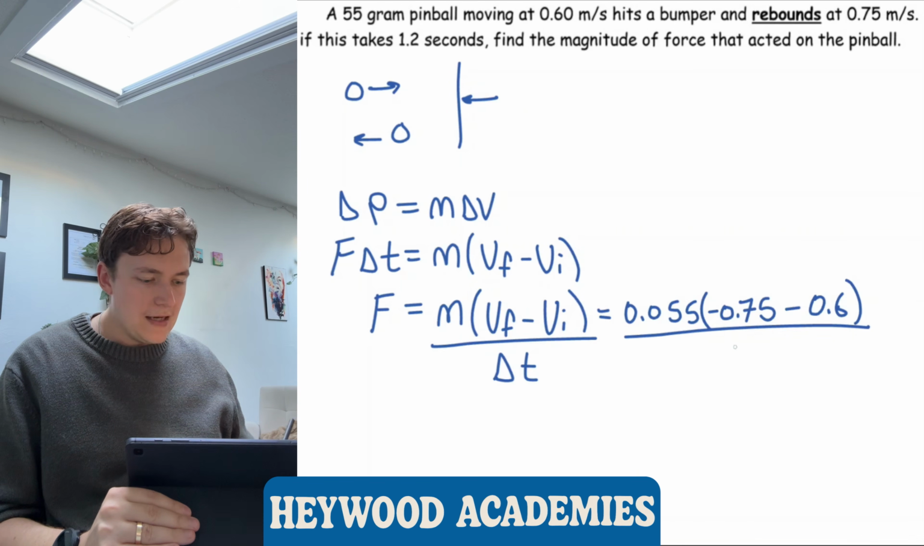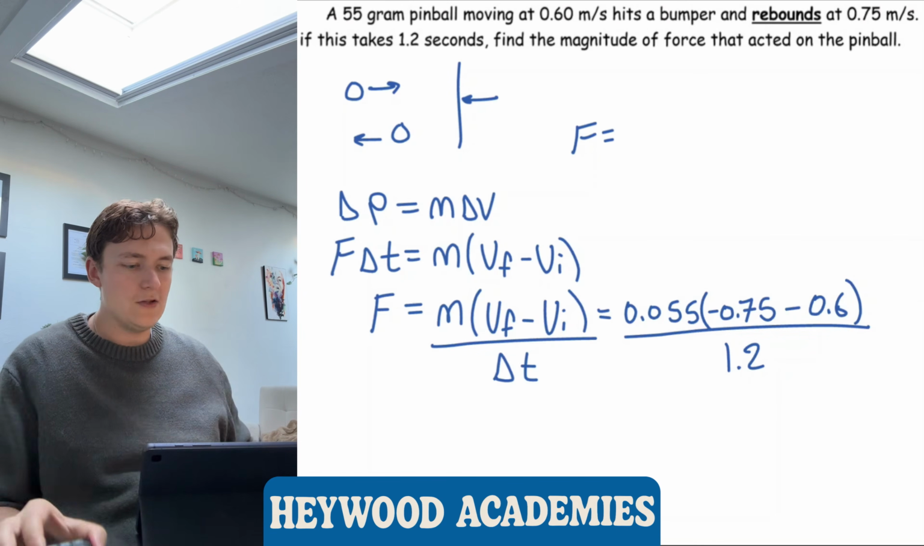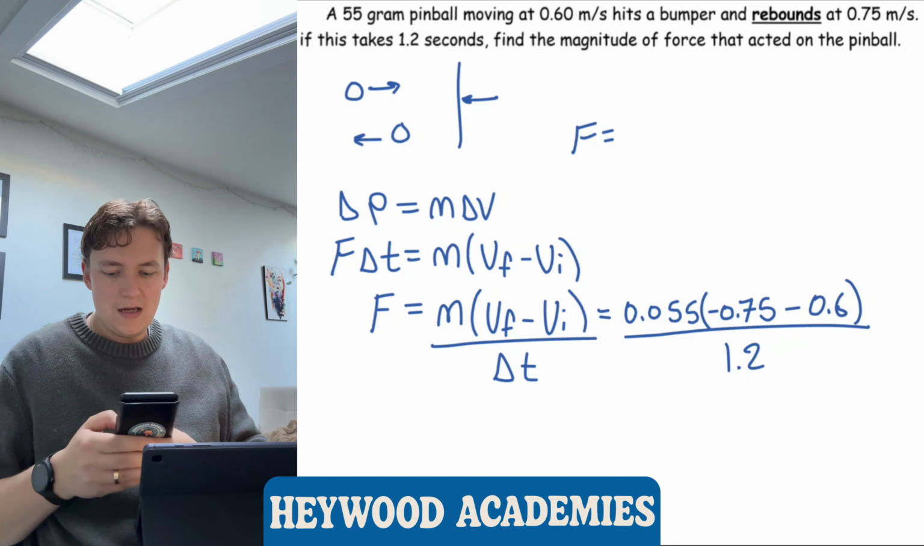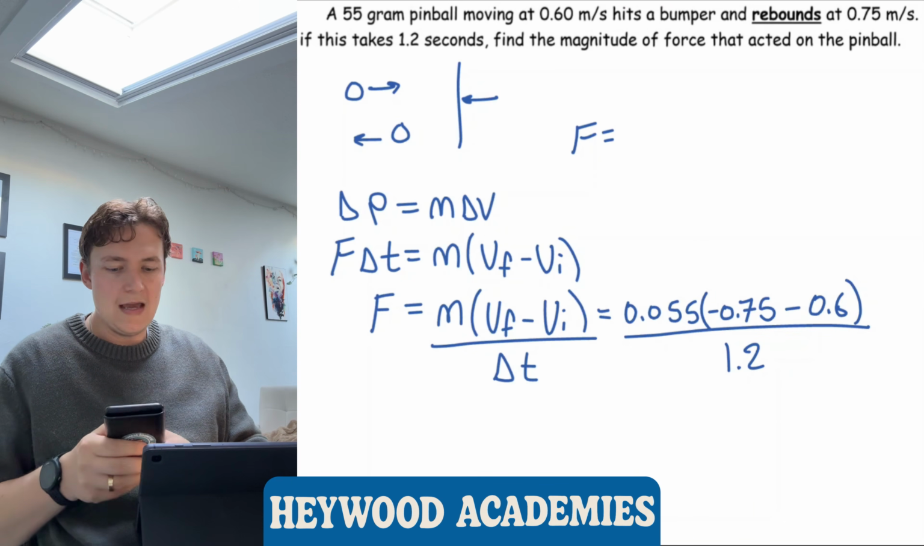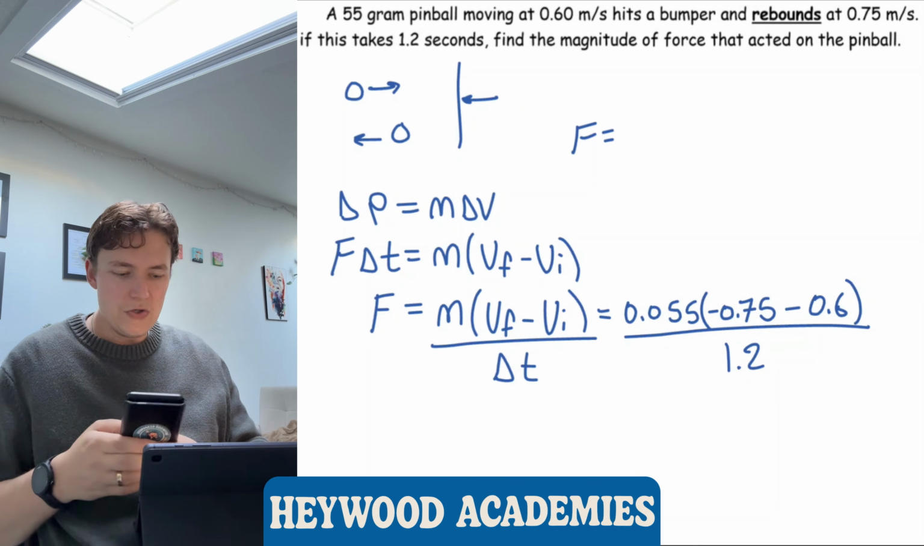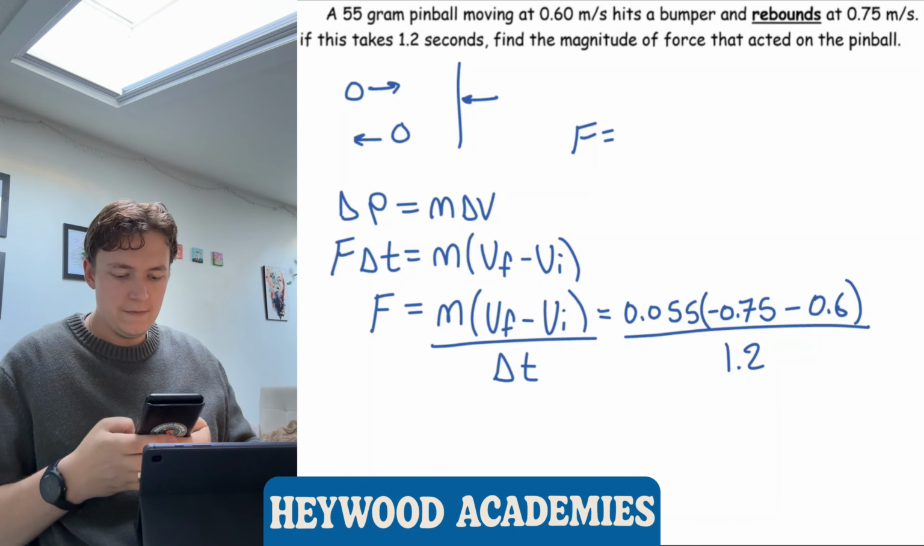Now our delta time was 1.2 seconds that took, so we can plug that in, and that will give us an answer for the magnitude of that force. Now in this case we've got 2 negative numbers, so it's going to give us a negative force. So to answer this properly the way that they want, we're going to drop the negative for our final answer.